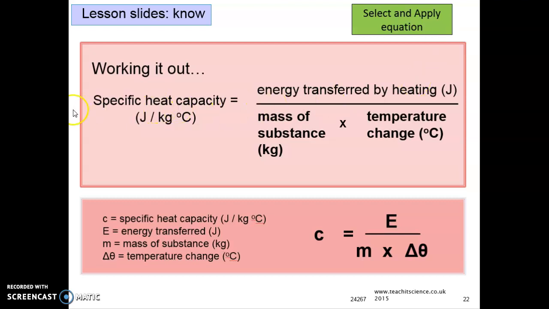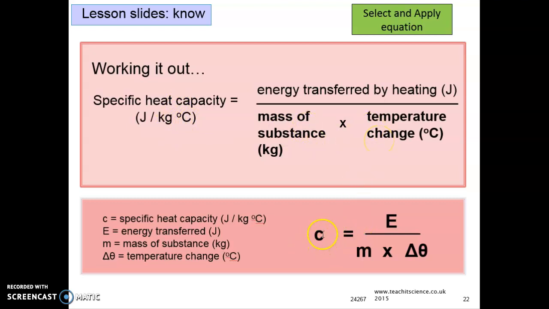You work out specific heat capacity, because it's the energy transferred by heating divided by the mass of a substance and the temperature change. Now, if you look very carefully at the units, we've got energy in joules, mass in kilograms, and temperature change in degrees centigrade. That means that for specific heat capacity, the unit here, be careful with this one, it's a tricky one, is joules per kilogram degrees C. No extra line in here, please. These two are just multiplied by each other, as you can see in the equation here.